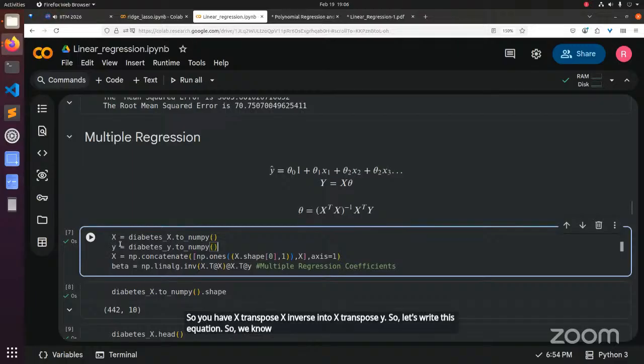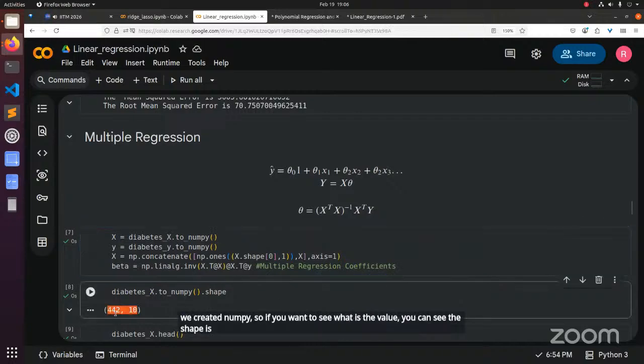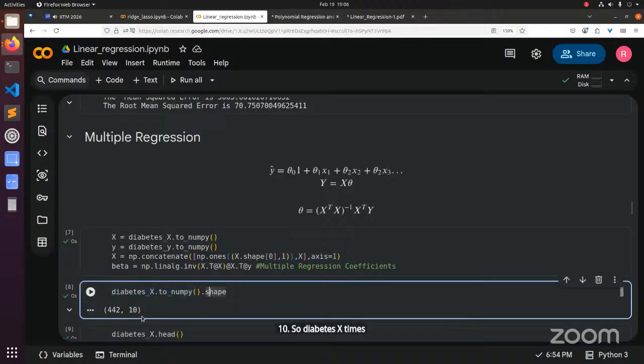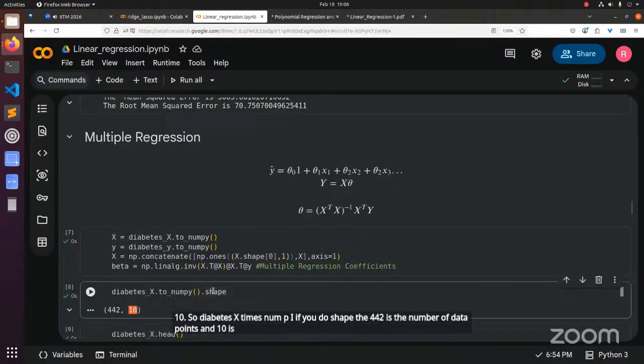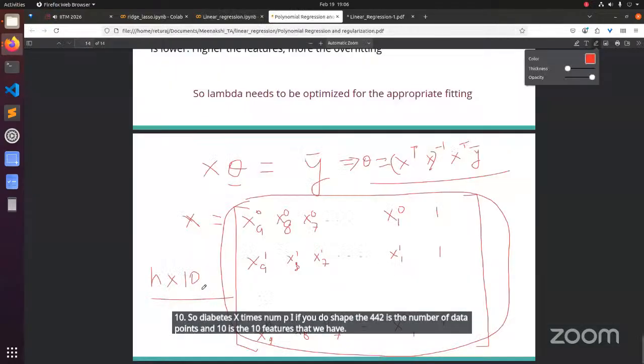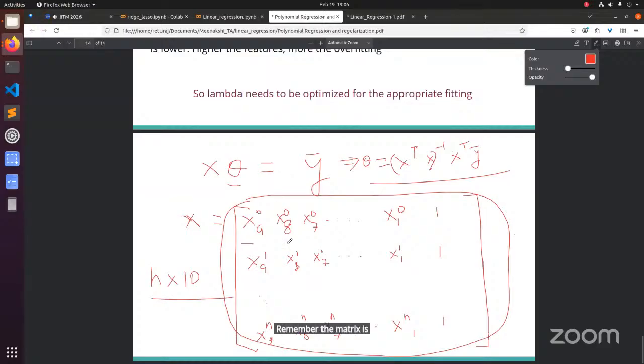So we have x, diabetes x into numpy. We created numpy. If you want to see the value, you can see the shape is 442, 10. So diabetes x numpy shape: 442 is the number of data points and 10 is the 10 features that we have. Remember the matrix size.